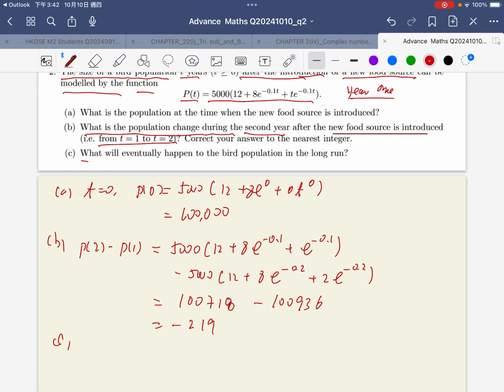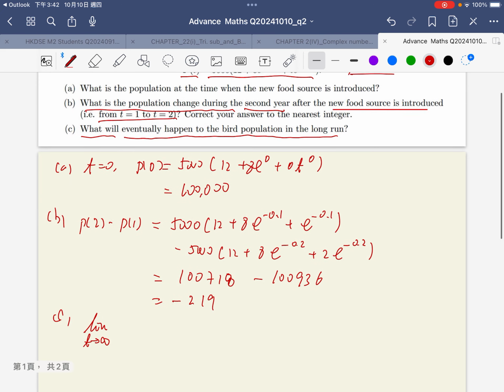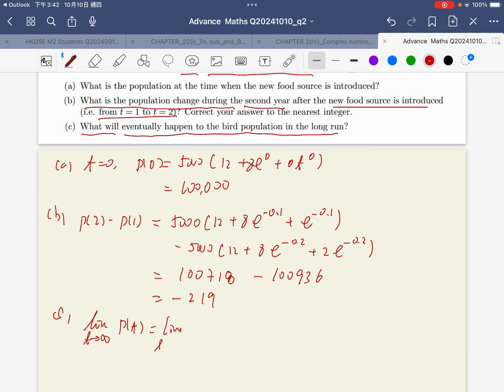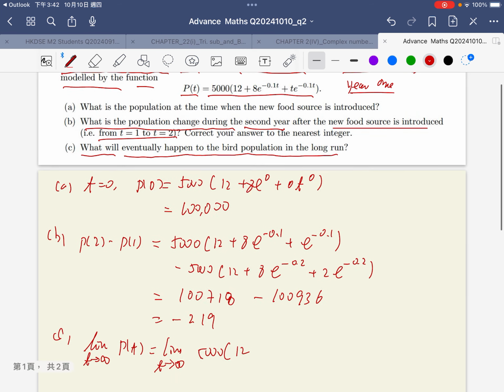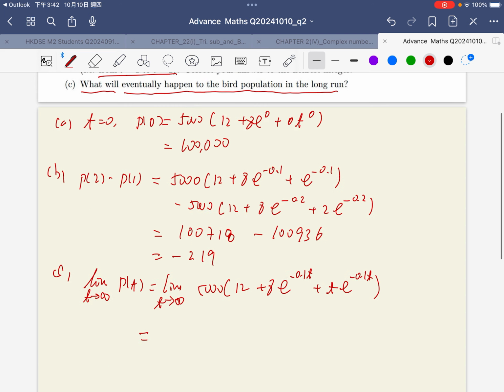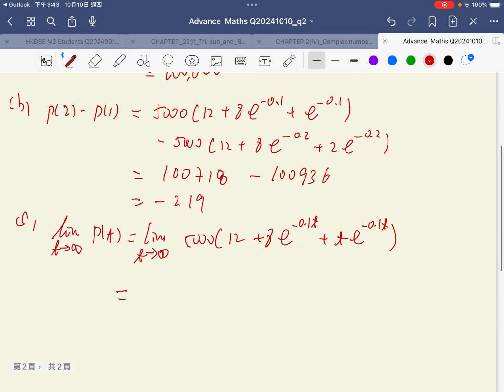For part C, what will eventually happen to the bird population in the long run? Long run means t tends to infinity. Limit as t tends to infinity of P(t). Okay, it is not easy to find out the result.